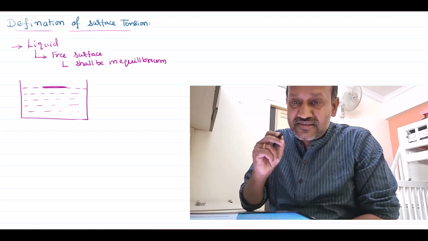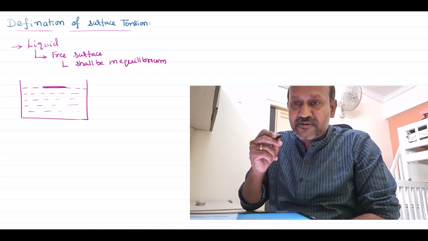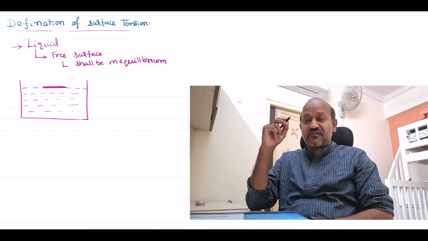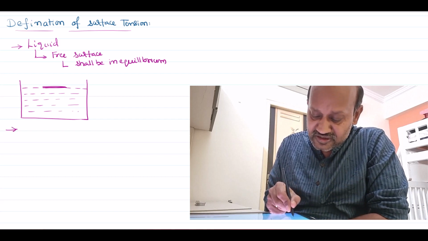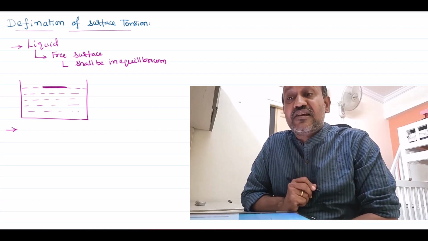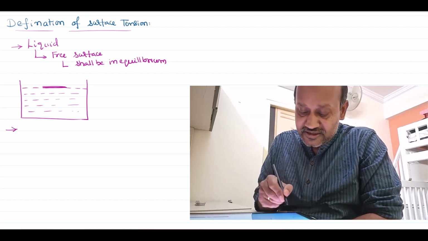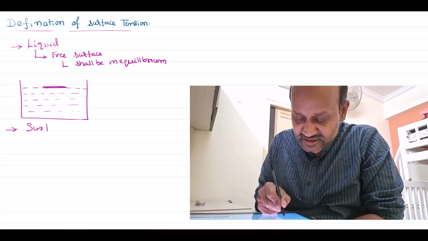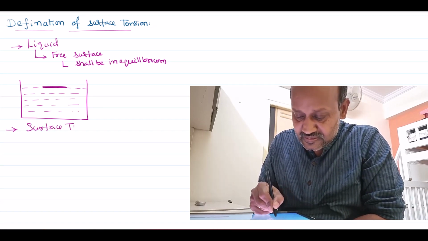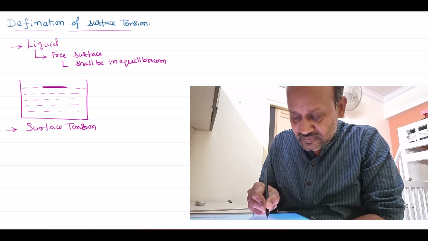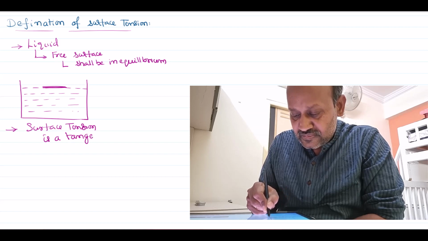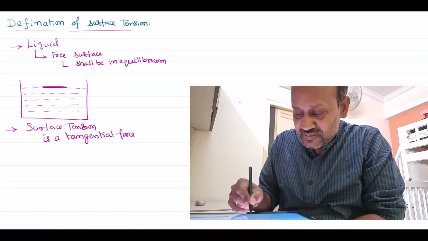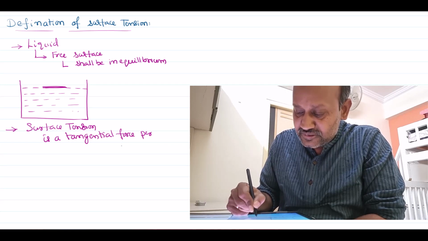I shall imagine a kind of tangential force. So, how do you define surface tension? Let me first tell you the surface tension definition, then I'll explain, right? Surface tension is a tangential force per unit length.